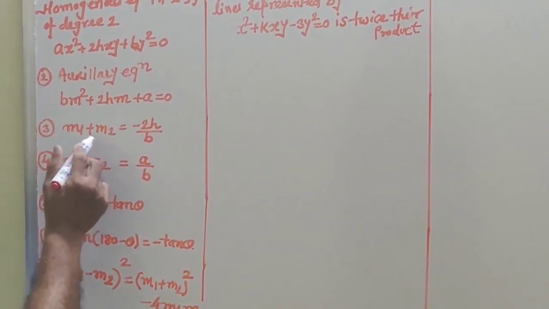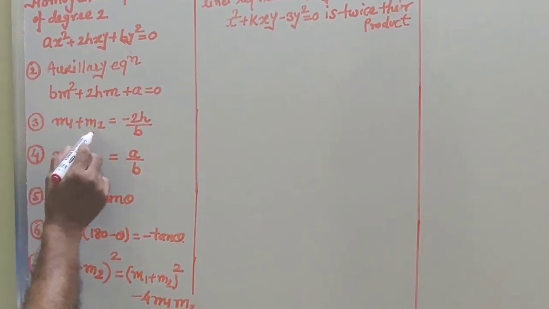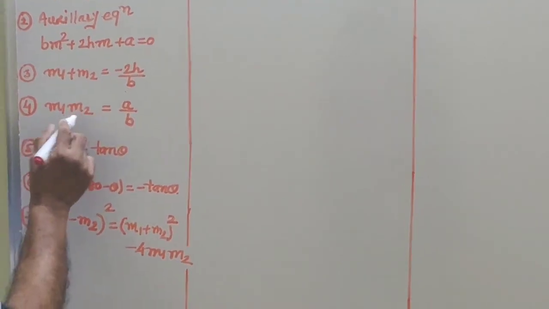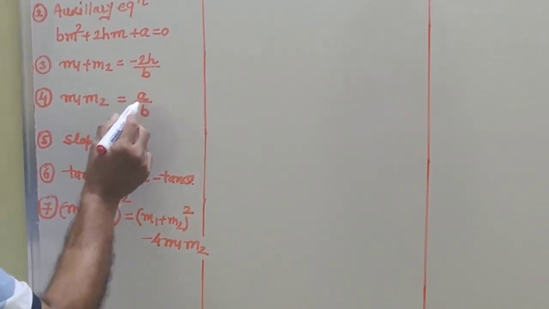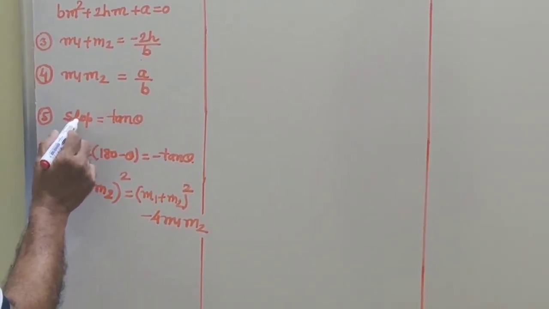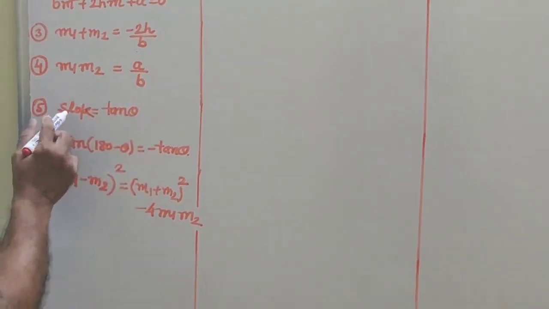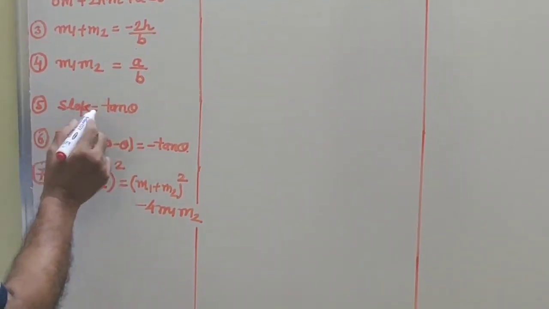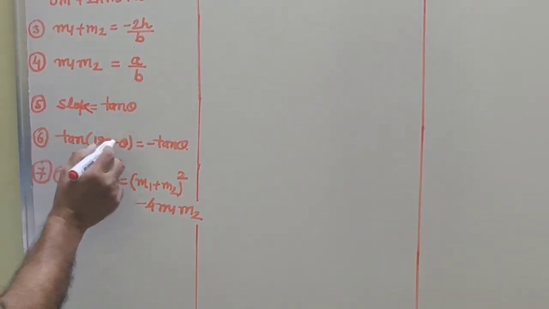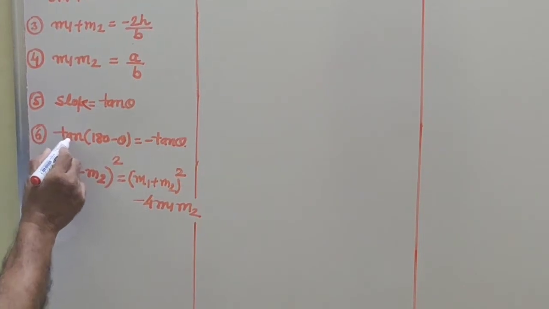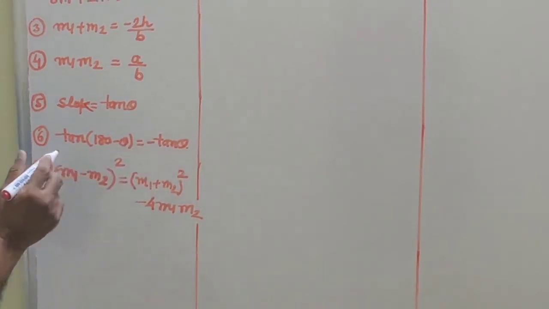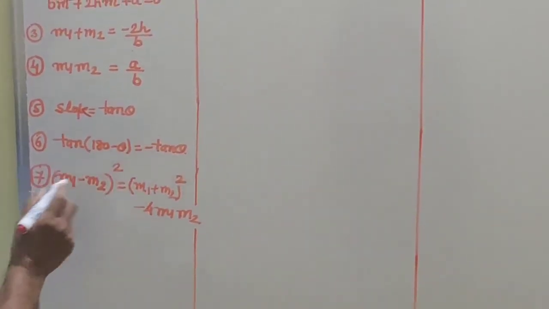m1 plus m2, the sum of the slopes of the line, is given by minus 2h upon b. The product of the slopes of the line is given by a upon b. Slope can also be found when the angle is given: slope is equal to tan theta. When the angle is greater than 90 degrees, you can convert it by tan of 180 minus theta is equal to minus tan theta. Okay, you already studied this in 11th standard.